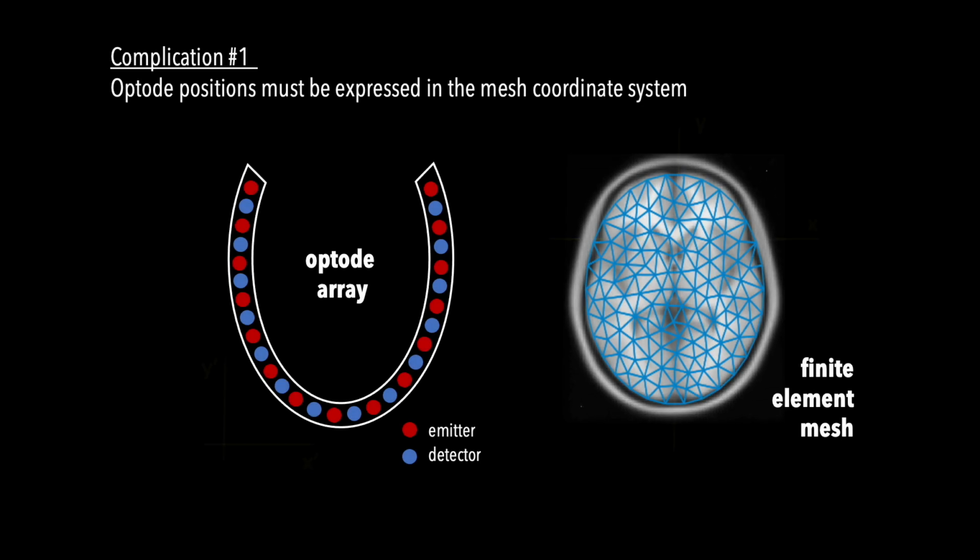First, we require optode positions to be expressed in the coordinate system of the finite element mesh used for light modeling. The mesh coordinate system is derived from a structural image of the head, either a T1 scan of the subject or a normalized atlas. This likely has a different origin and orientation than the optode coordinate system, which may simply be referenced to a convenient location on the array.